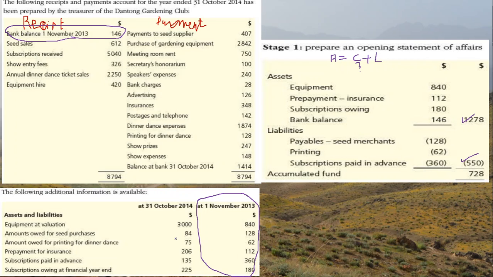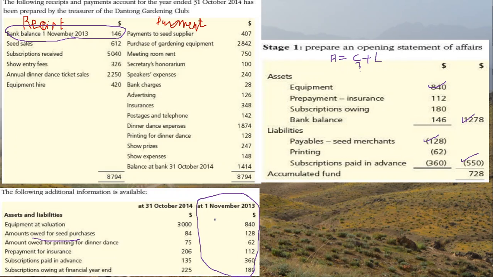So let's have a look step by step. First thing, equipment at valuation. Equipment is our asset. So your opening 840 is our asset, so it goes up here as an asset. All you need to figure out here is whether it's an asset or liability. So amount owed for seed purchase. It means we have purchased seed and there is a payable amount. So this 128 is your liability. It comes under the liability section.